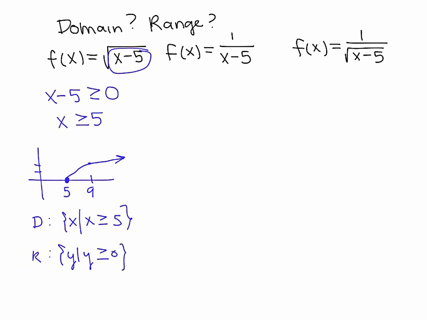Alright, let's look at the second function. f of x is equal to 1 over x minus 5. We know when the denominator is equal to 0, it's undefined. So when x is equal to 5, the function is undefined. So we know if we were to graph this, at x equal to 5, that's where the asymptote is.